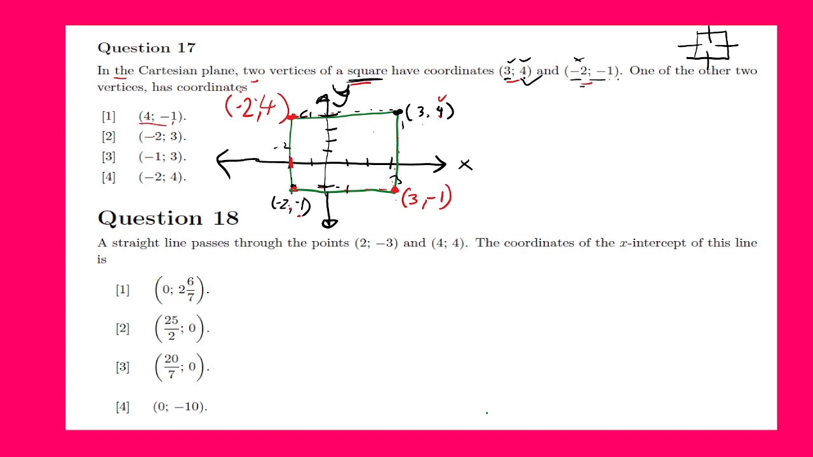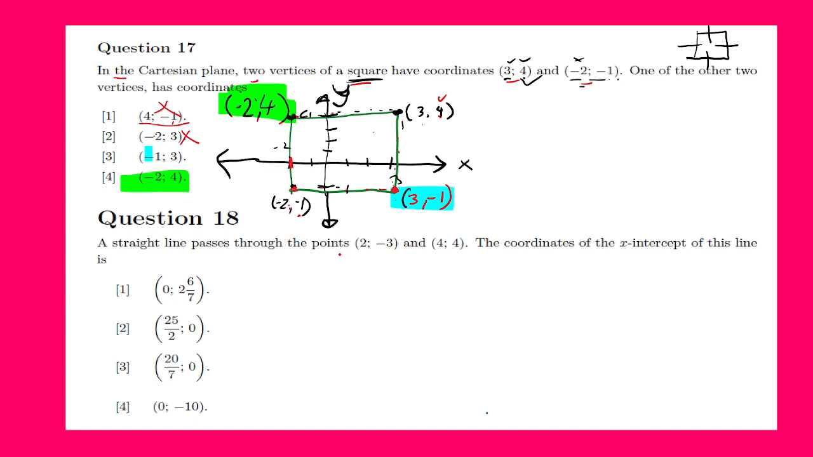(-4, -1), no, there's no (-4, -1), wrong. (-2, -3), no, there's no such thing. (-1, -3) looks like this, but it's not, because if you look carefully, this is (3, -1) and this is (-1, 3), so it's not true. So the last option is (-2, -2) and (-2, 4), that option right here. So we're done with that question.